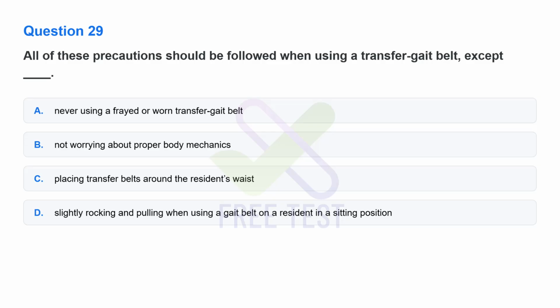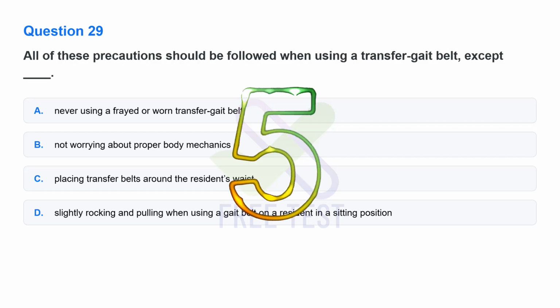All of these precautions should be followed when using a transfer gait belt, except: A. Never using a frayed or worn transfer gait belt. B. Not worrying about proper body mechanics. C. Placing transfer belts around the resident's waist. D. Slightly rocking and pulling when using a gait belt on a resident in a sitting position.